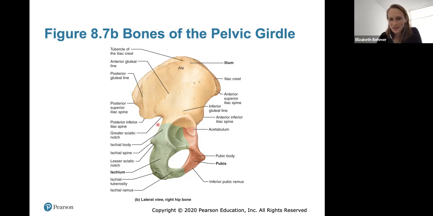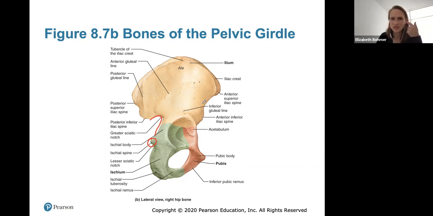Here is the greater sciatic notch. It looks like half of a heart shape. Here is the ischial spine, which might be one that is identified on a lab exam, as well as the greater sciatic notch. I'm trying to give you guys some clues, a little bit of help with that lab exam.